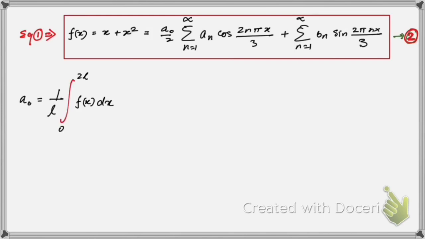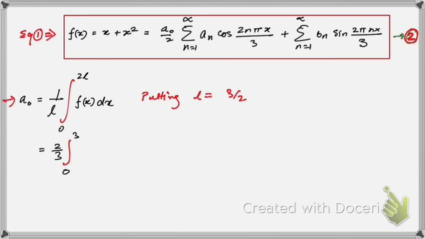So here we know this is how we can find a naught. Putting L is equal to 3 by 2, a naught will be equal to 2 by 3 integration from 0 to 3. If you put 3 by 2 here, then 2 into 3 by 2, the 2 will be cancelled, only 3 left. So that's going to be the upper limit, right?